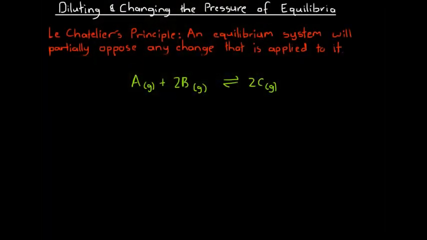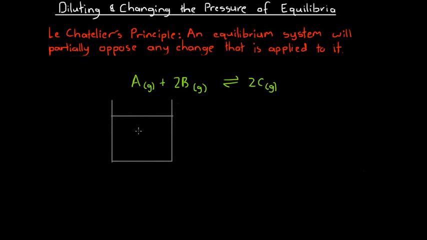So what happens if we have an equilibrium system and we dilute it, or we change its pressure? Well, first of all, we're going to look at changing pressure. We're going to look at the gaseous example. So what I've got is a container here containing a mixture of gases A, B and C. So I've got a lid on my container there.